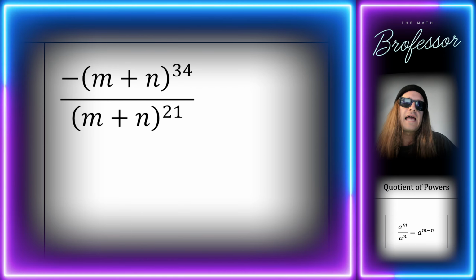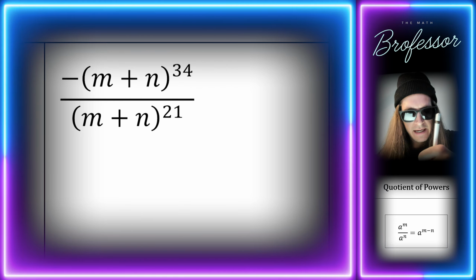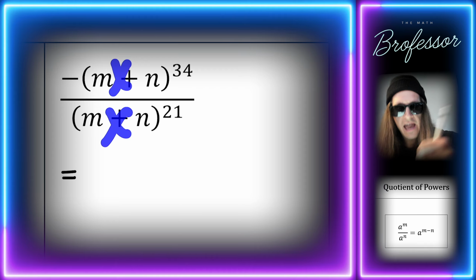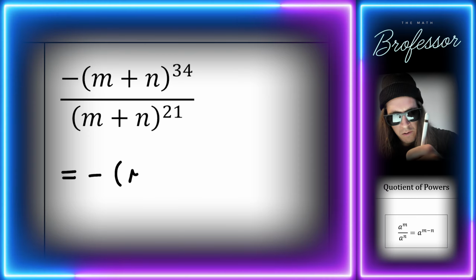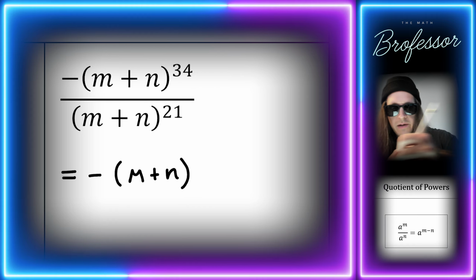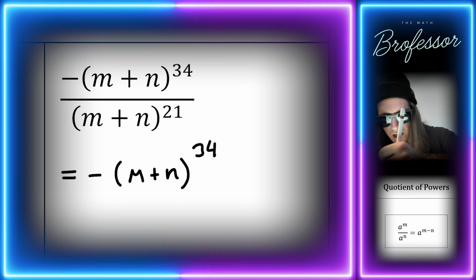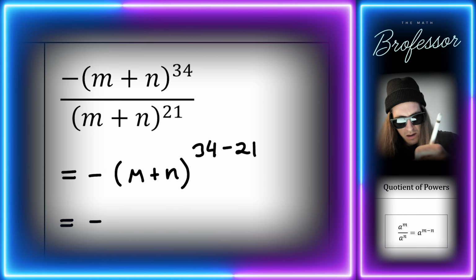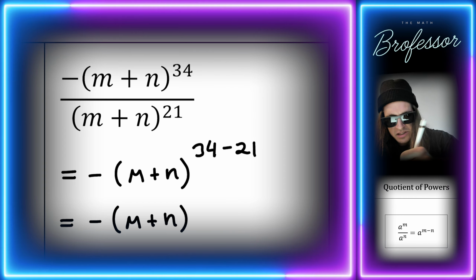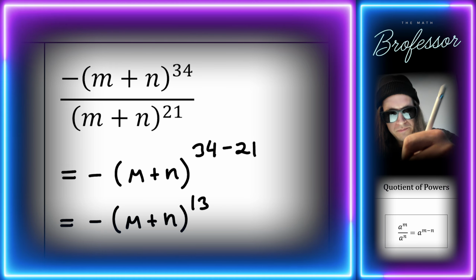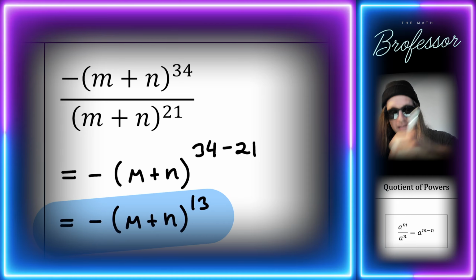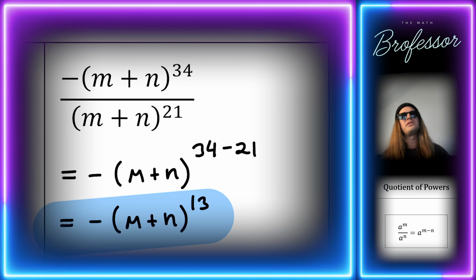The m plus n is a package deal, meaning it could have just been an x and an x, but we have an m plus n. This negative is just going to tag along. Don't mess with the m plus n. Just copy it down. All you're doing here is the exponent. 34 up top minus 21 on the bottom. Everything else just copies the same. 34 minus 21 is 13. That's it. Don't do m to the 13 plus n to the 13, right? You cannot distribute an exponent over addition. You can only distribute an exponent over multiplication.